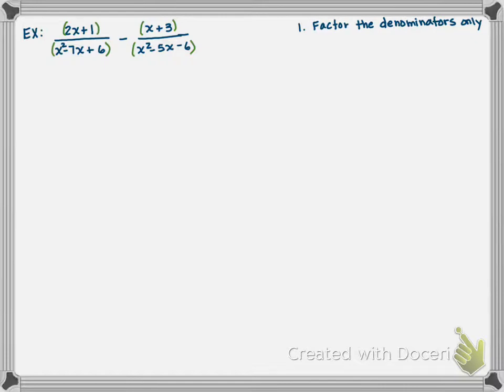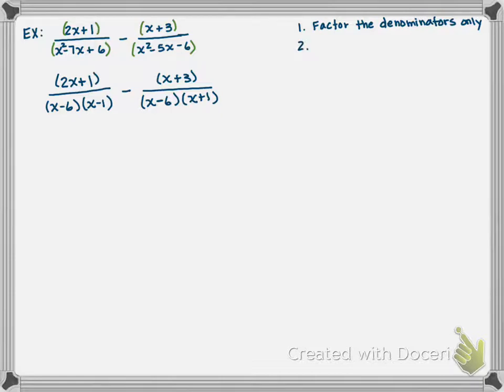So in this case, we have 2x plus 1 over, this one factors as x minus 6 times x minus 1. I'm just doing the AC method. You can do it the long way, but I'm just saving a little time by doing it for us. So this one is x minus 6 times x plus 1. So we've factored our denominators, and our next job is to get common denominators.